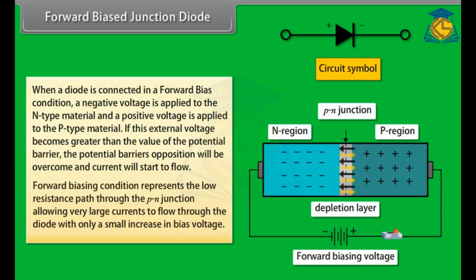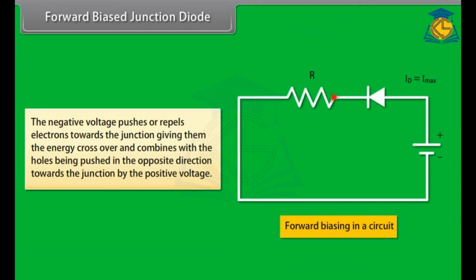Forward biasing condition represents the low resistance path through the p-n junction, allowing very large currents to flow through the diode with only a small increase in bias voltage. The actual potential difference across the junction or diode is kept constant by the action of the depletion layer. The negative voltage pushes or repels electrons towards the junction, giving them the energy to cross over and combine with the holes being pushed in the opposite direction towards the junction by the positive voltage.